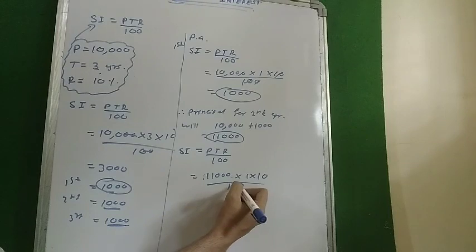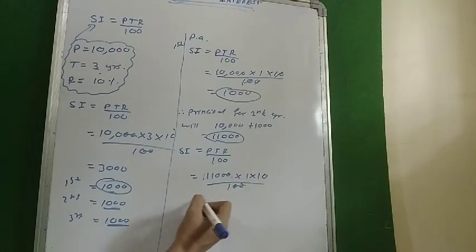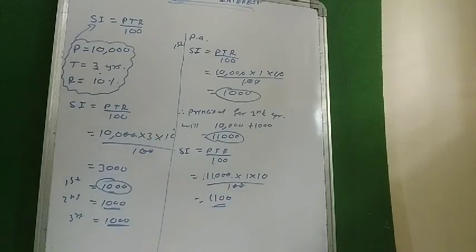Time is 1 year because I am doing it every year, 3 times. Rate is 10%. And 100 in the denominator, 0 cancel. 110 into 10, it is 1100. So you can see that the interest for the second year in compound interest is 1100, whereas in the simple interest it was 1,000. So compound interest is always better than simple interest.